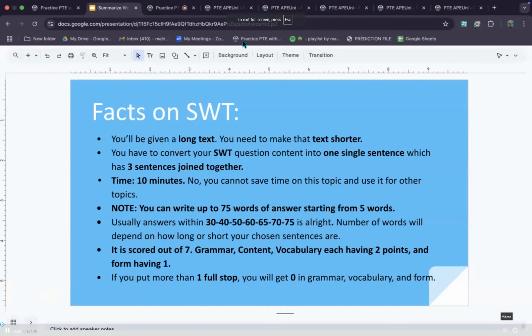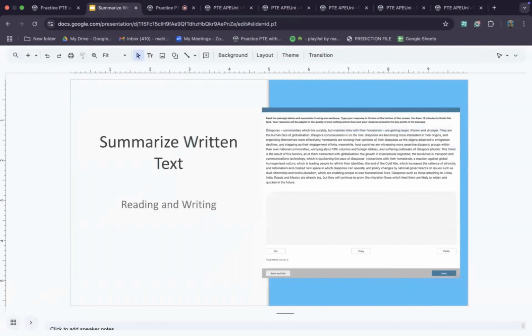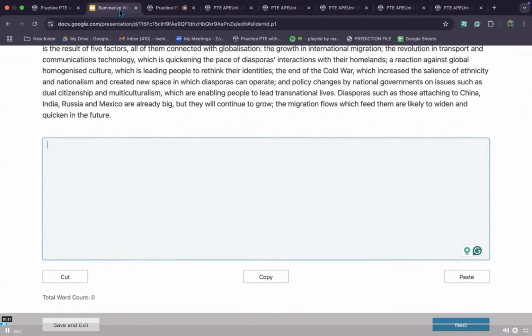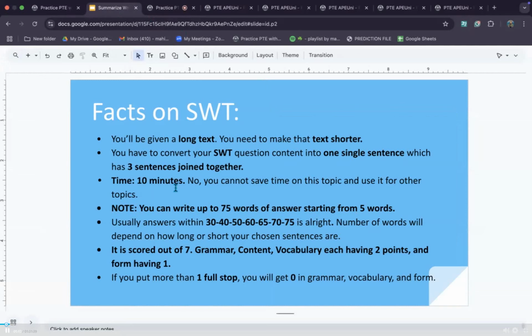Once again, I will just do a quick recap, everybody, so any other student who watches the recording can also understand. The topic that we are working on today is summarized written text, and slowly all the strategies we will be discussing. So this is the overall look of your detail topic.